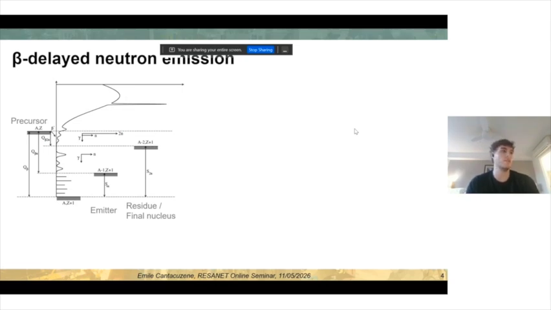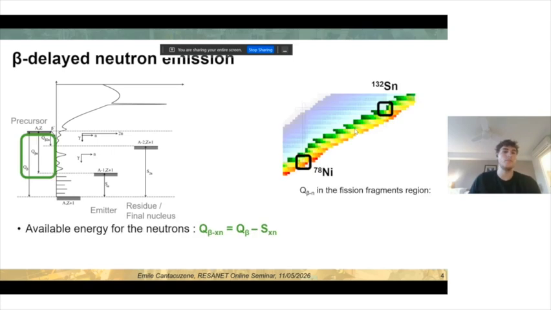And of course, if there's the emission of a neutron, well, you again feed a new nucleus. This time it's called the residue or the final nucleus. And this nucleus can be in an excited energy or in the ground state, of course. And so an important quantity linked to this process is the Q beta n window. So it's basically the difference of the Q value of beta decay, so the energy available for the decay, and the neutron separation energy, Sn. And basically this gives you the available energy for the neutrons in the end.